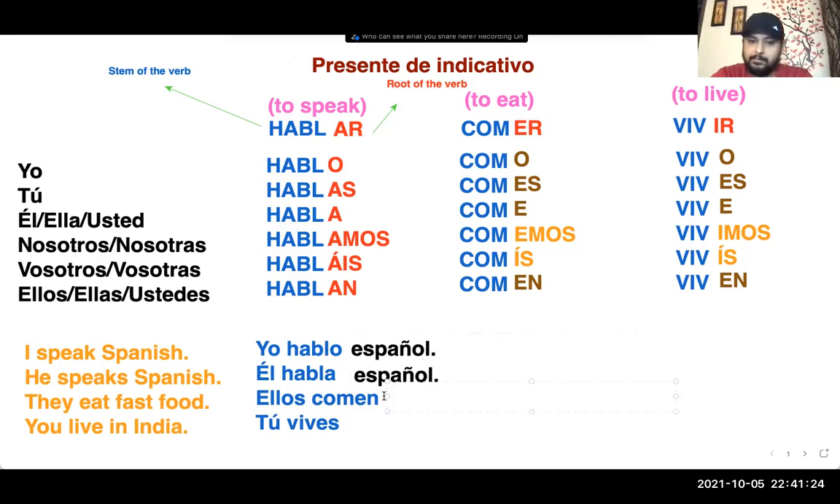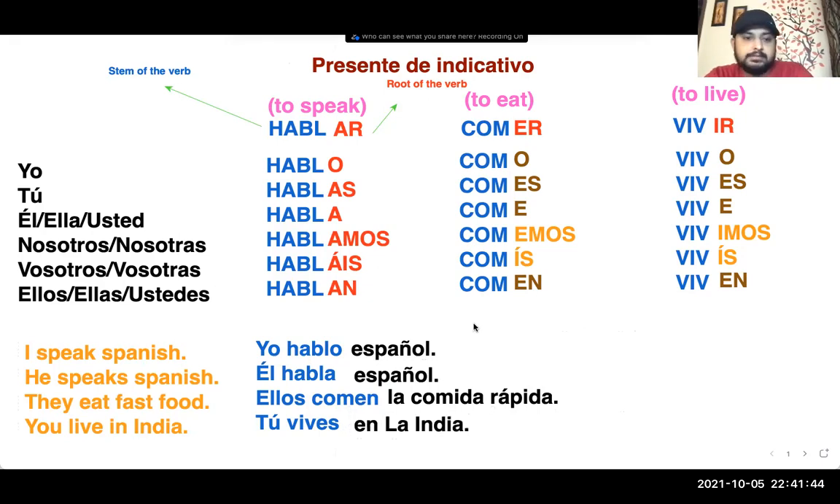Ellos comen fast food. They eat fast food. So, ellos comen la comida rápida. That is called fast food. Tú vives, you live in India. Tú vives en la India. These are few examples on conjugation of the verbs in present tense.